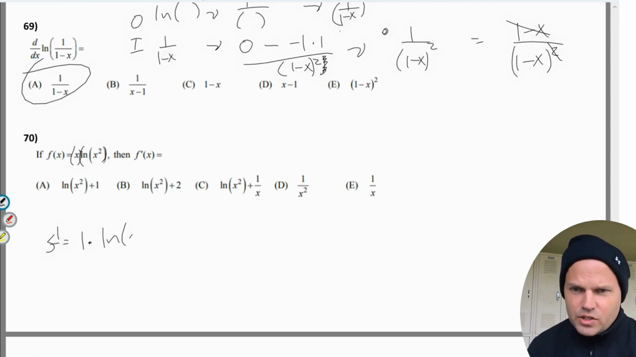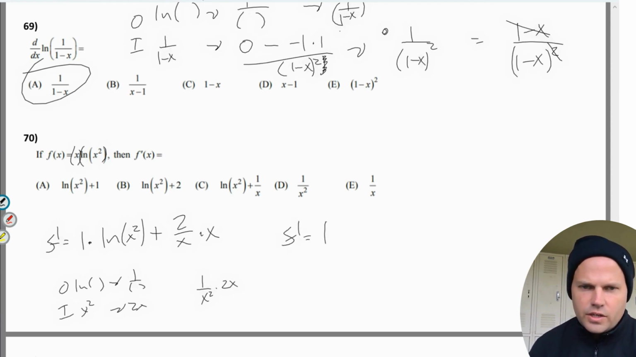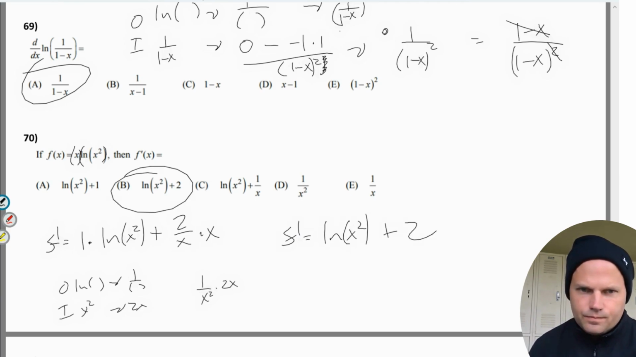Slopes of the first times the second plus the slopes of the second. Oh, and I have log x squared. We just did it, right? We had it earlier. It's 1 over x squared times 2x, which is 2 over x. That's the slopes of the second times the first. Thank goodness I don't have to take a second derivative. We get that.